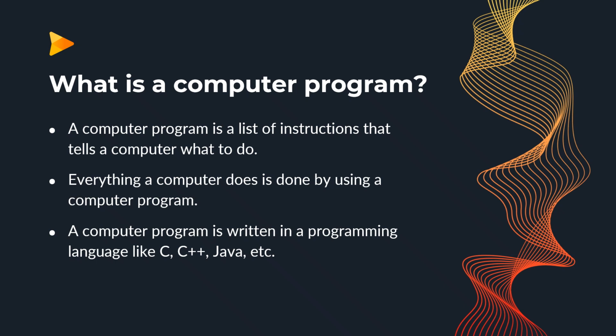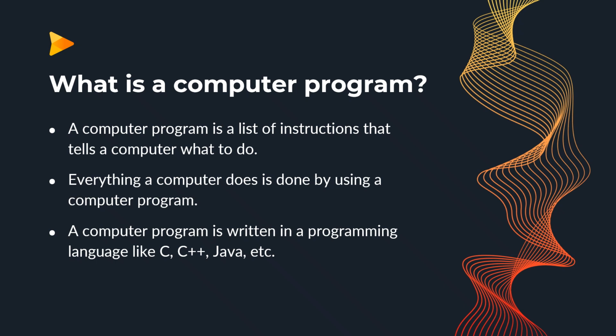First of all, we will see what a program, or a computer program, is. A computer program is a list of instructions that tells a computer what to do. In a simple manner, a computer program is a block of code in which we provide the instructions, and those instructions are followed by the computer. Everything a computer does is done by using a computer program. If you have a PC, then every task is done by using a computer program.